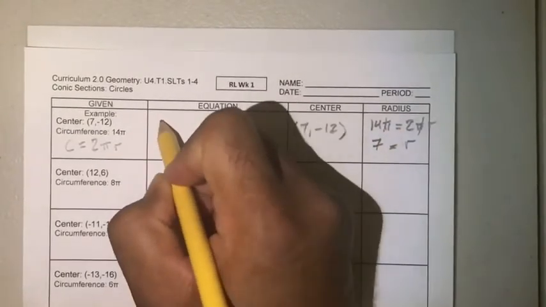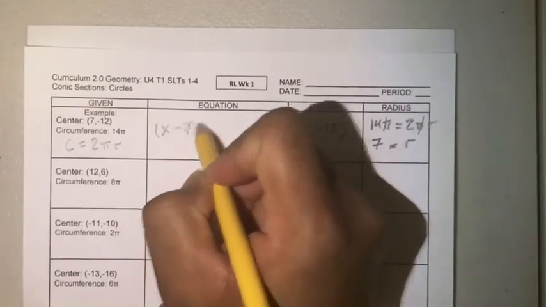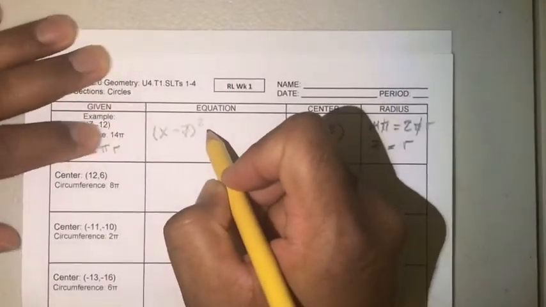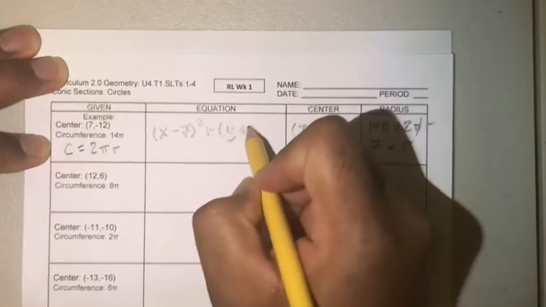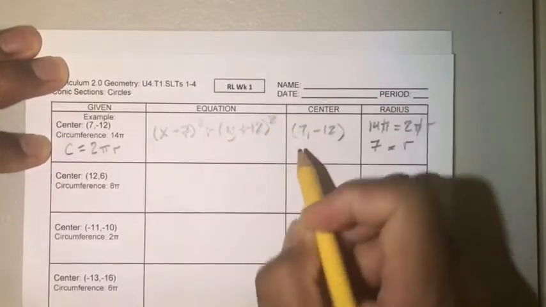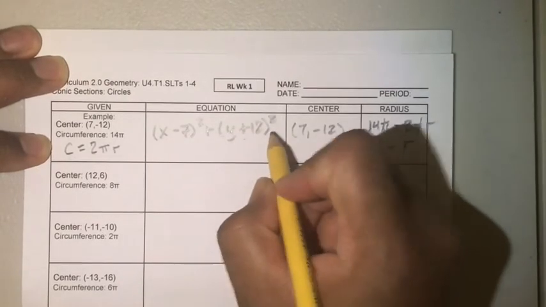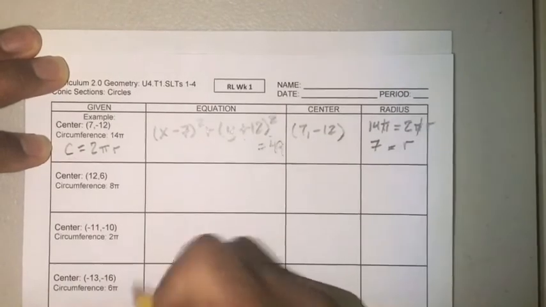So we can write the equation. X minus 7 squared plus y plus 12. Remember, subtracting a negative is the same as adding a positive, equals 49. And there's some more you can try there.